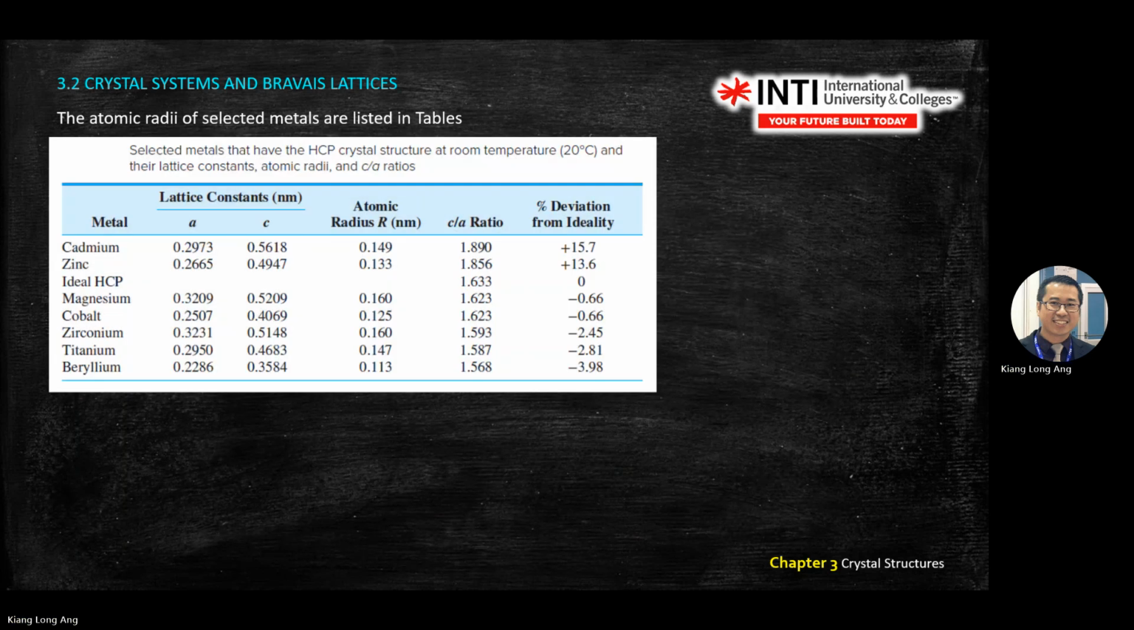Okay, same with this one. I will remove this one. This is HCP, hexagonal close pack. So you have chromium, you have A, C, radius, and so on. Later we will look at this.